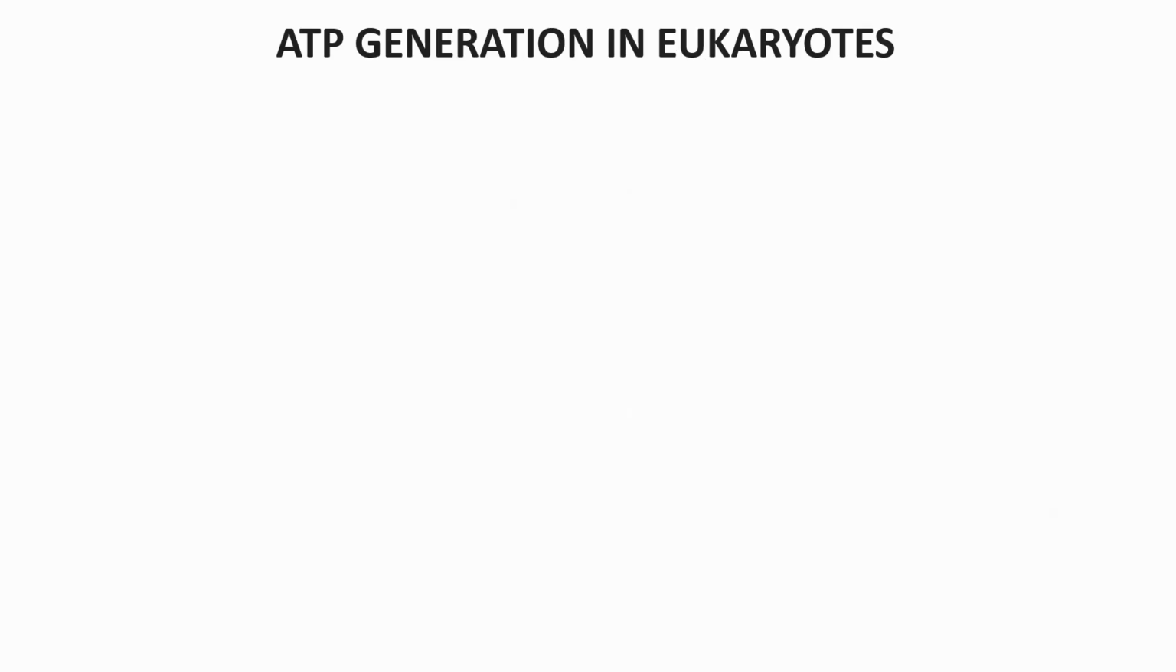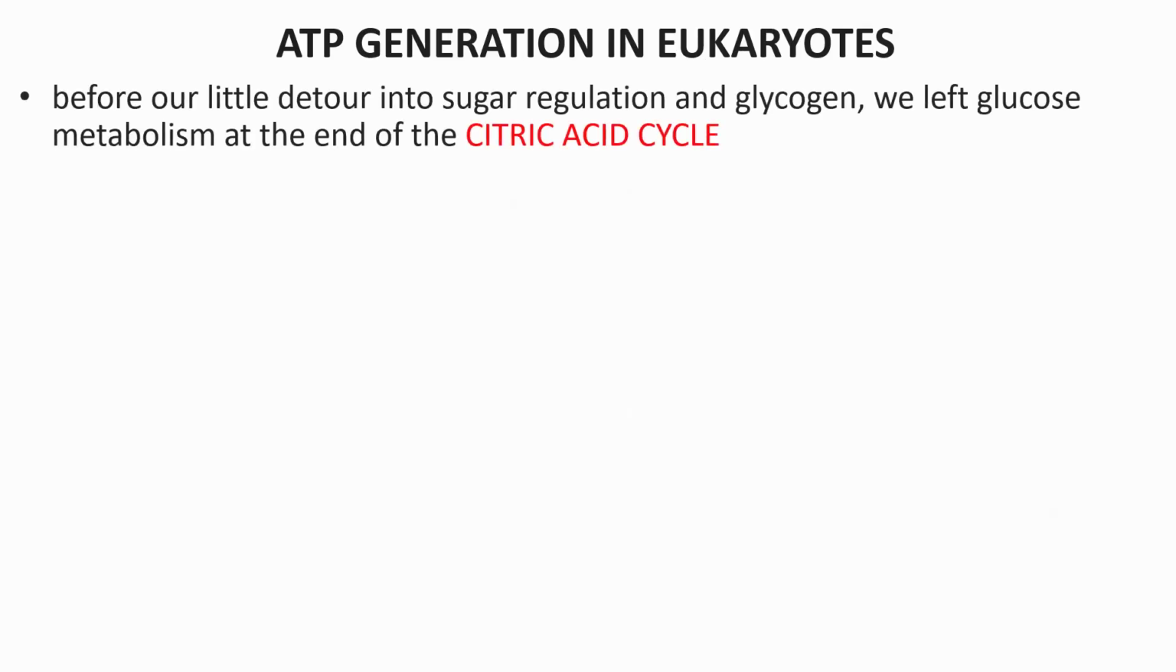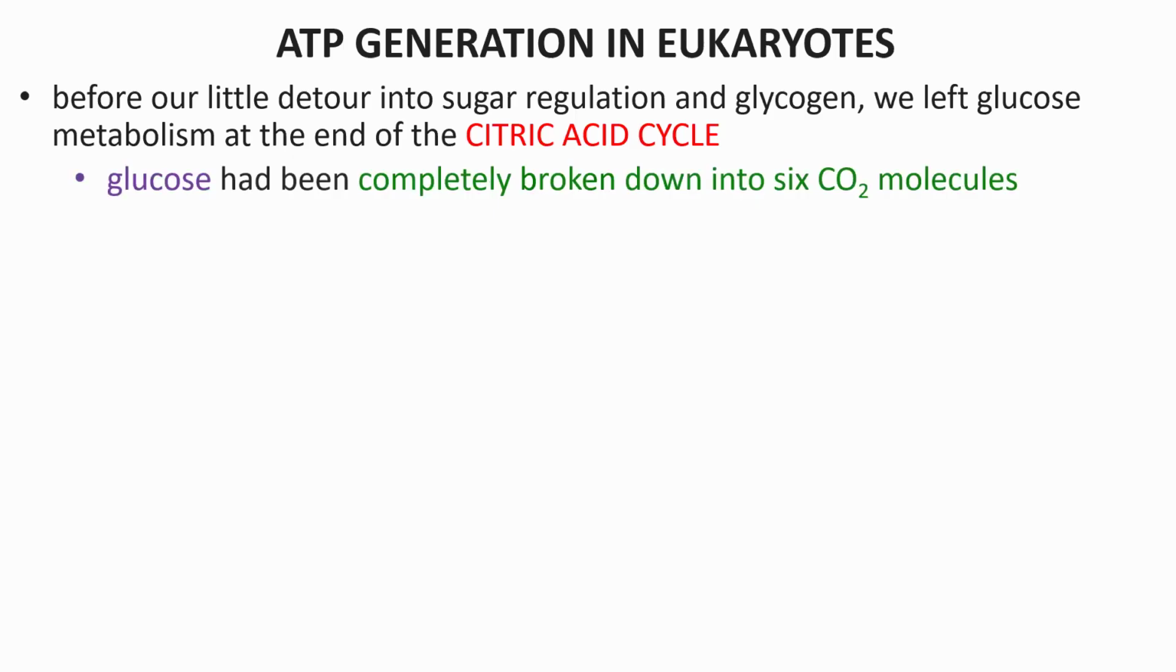So, how is ATP generated in eukaryotes? Before we took our last little video detour into gluconeogenesis, glycolysis regulation, and the production of glycogen, before we did that, we had left last week's material at the end of the citric acid cycle. Glucose had gone through glycolysis, pyruvate was converted into acetyl-CoA, and that acetyl-CoA was fed into the citric acid cycle.